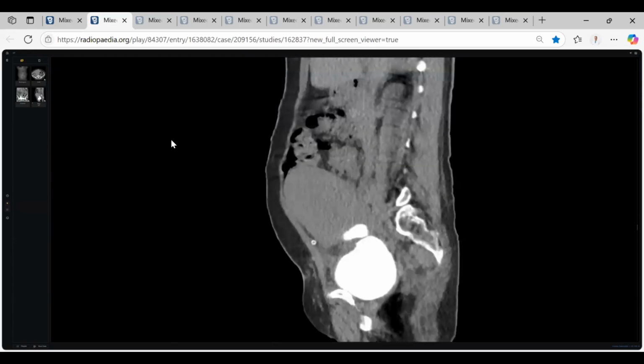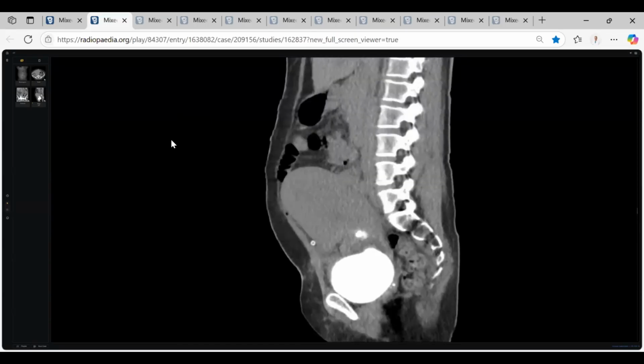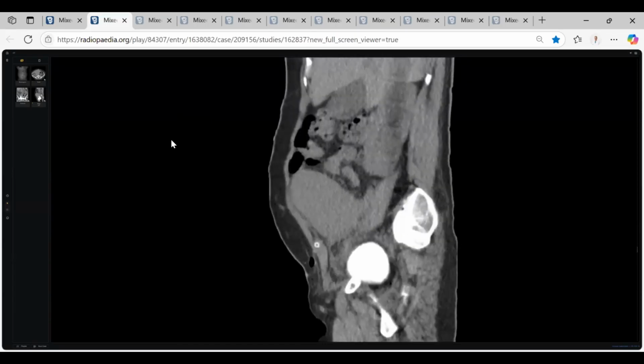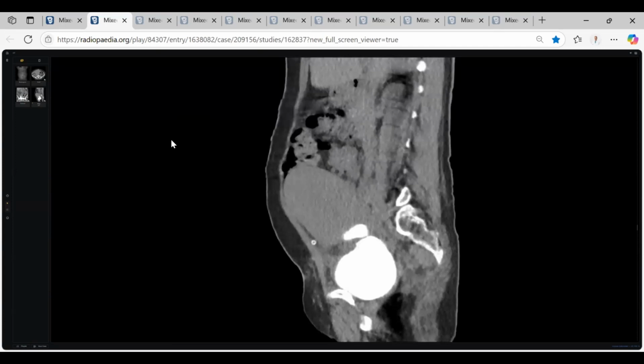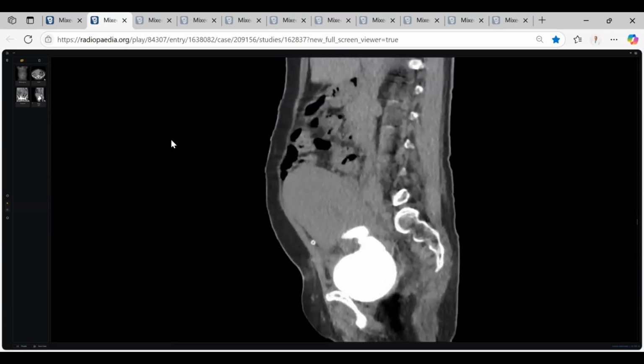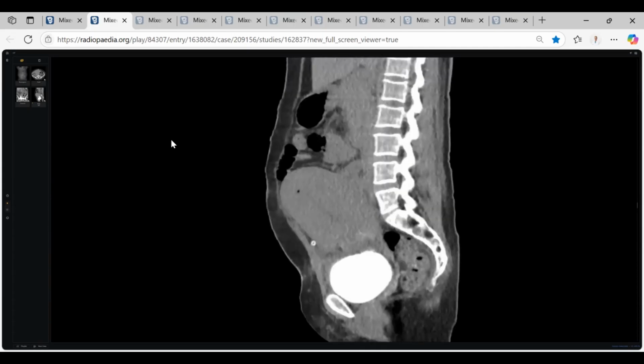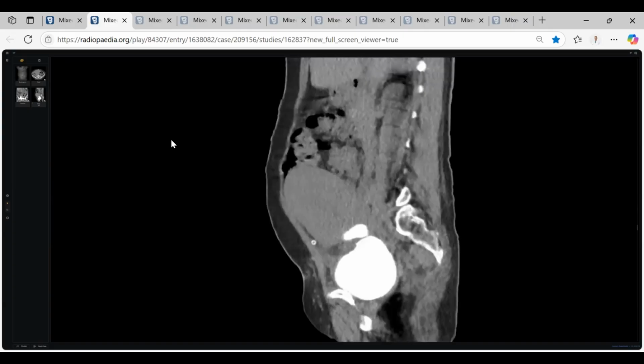Sir, in the sagittal view, I can see a diverticular formation, an outpouching seen from the dome of the bladder, that might represent extravasation of contrast from the bladder secondary to rupture, or maybe a post-surgical stitch, you can say.